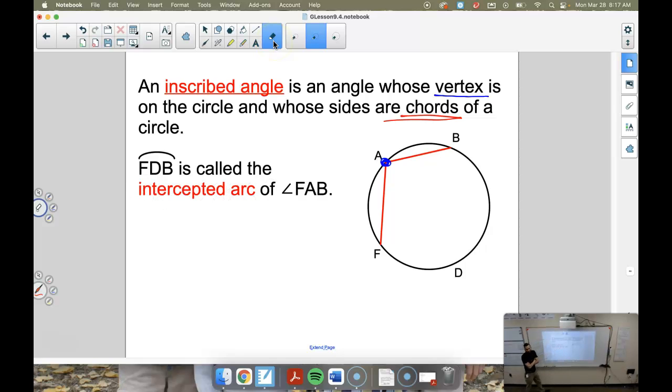arc. Okay. I always think of it as kind of a message, right? You're trying to get a message from A and relay it all the way around back to A. And these chords are cutting it off, so the message can't get past here, or past here, right? So the intercepted arc we're looking at is all of this.